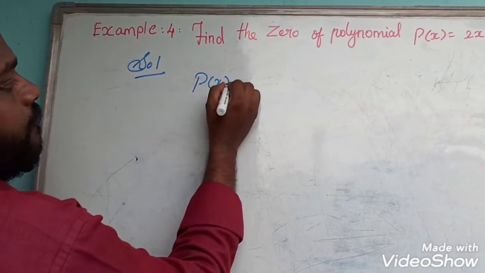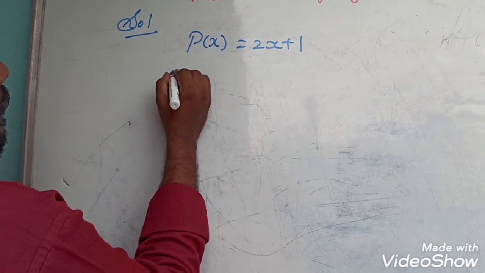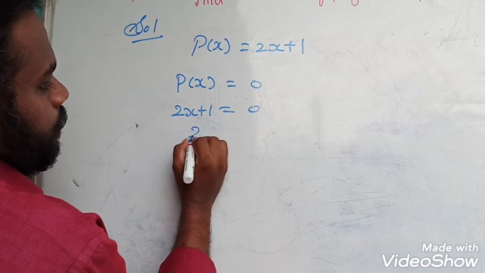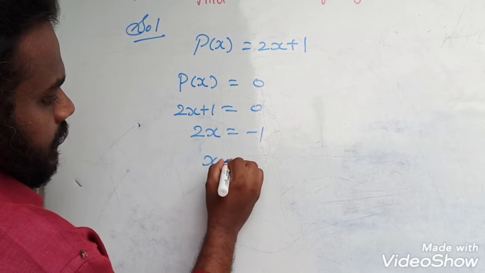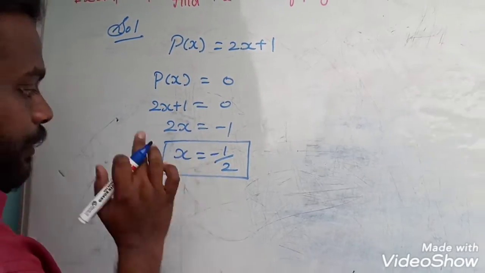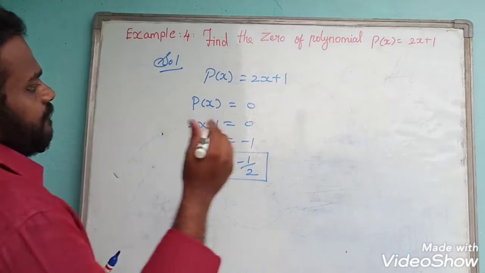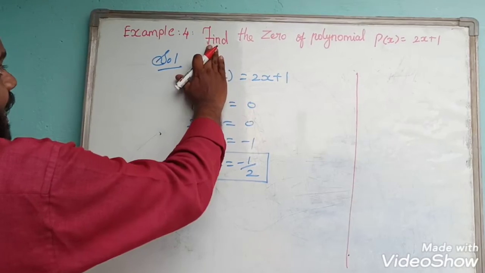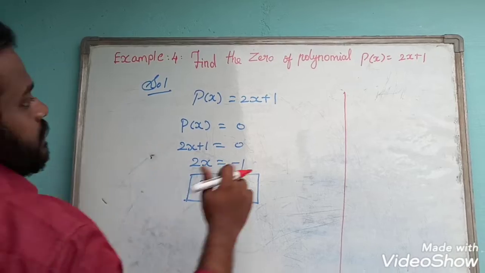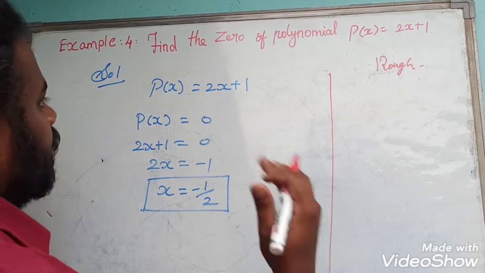Solution. So p of x equal to 2x plus 1. To find the zero of the polynomial, p of x equal to 0, 2x plus 1 equal to 0, 2x equal to minus 1, x equal to minus 1 by 2. So here I conclude x equal to minus 1 by 2 is the zero of the polynomial. I will just verify in the rough work column. Here it is only asking to find the zero of the polynomial, so no need to verify it in the solution. I will just go with the rough work column to see whether minus 1 by 2 is correct or not.